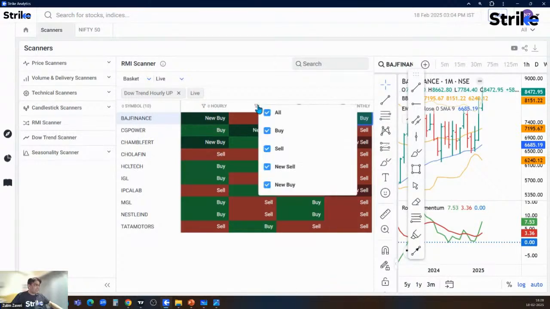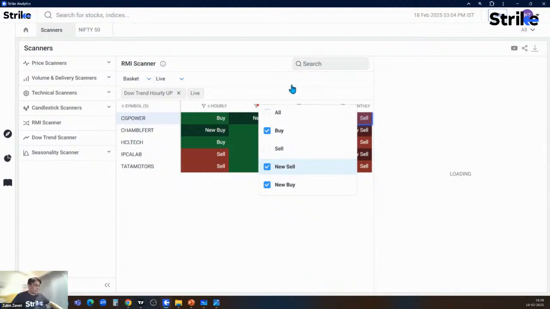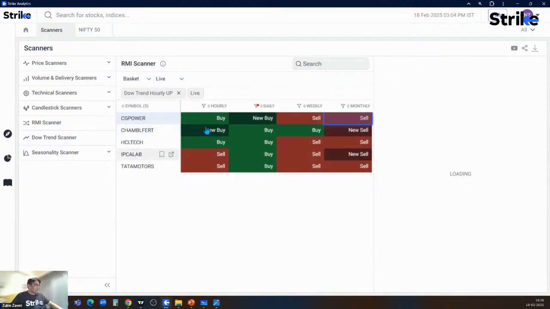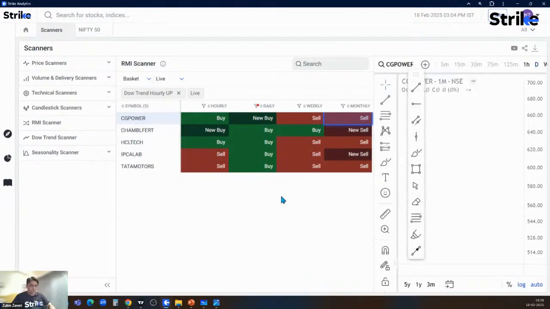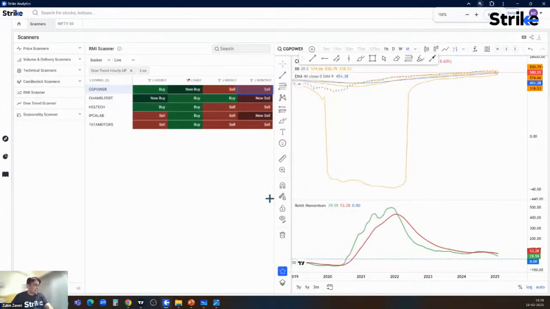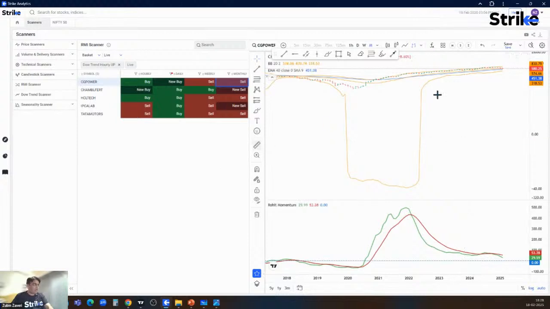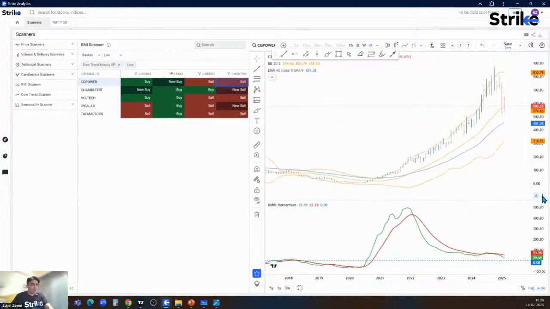On the daily chart, we don't want sales, we don't want new sales. All right. So these are the 5 stocks where on the daily chart the momentum is also bullish. So you can just minimize this over here. On the right hand side, the chart will open up.